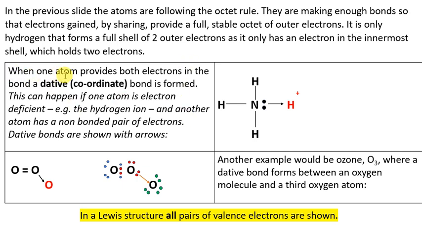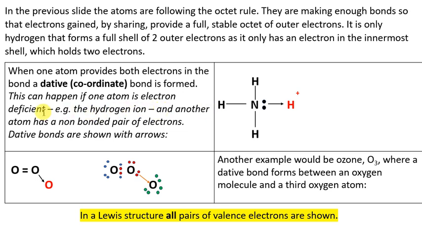When one atom provides both electrons in the bond, a dative bond is formed, sometimes called a coordinate bond. This can happen if one atom is electron deficient, e.g. the hydrogen ion. In the diagram opposite, I've drawn the hydrogen ion in red. Hydrogen atom starting with 1 electron, 1 proton. If the electron is lost, what remains is a hydrogen ion, H+.